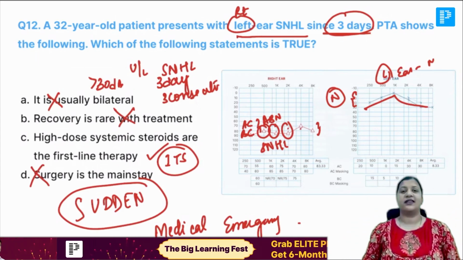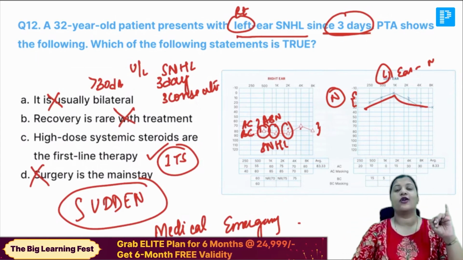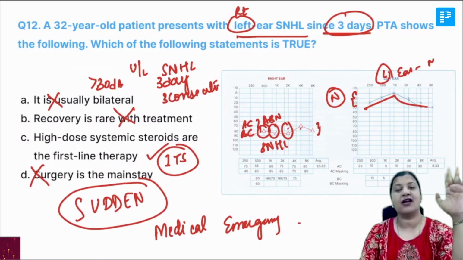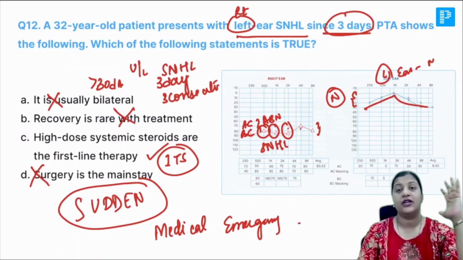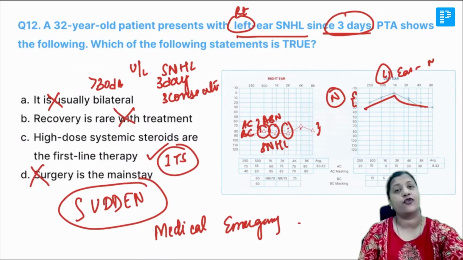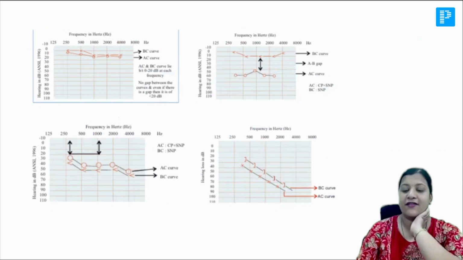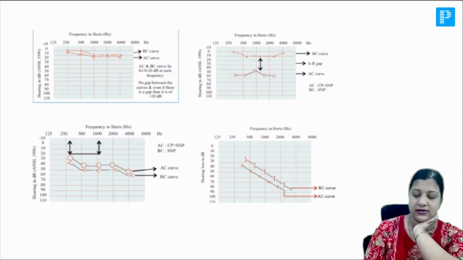If a patient has sudden sensorineural hearing loss, which is a loss of 30 decibels in 3 consecutive frequencies for more than 3 days, it should tell you about sudden SNHL. And for sudden SNHL, ITS and high dose steroids is the first line of treatment. Now look at the first graph and tell me what is your diagnosis.